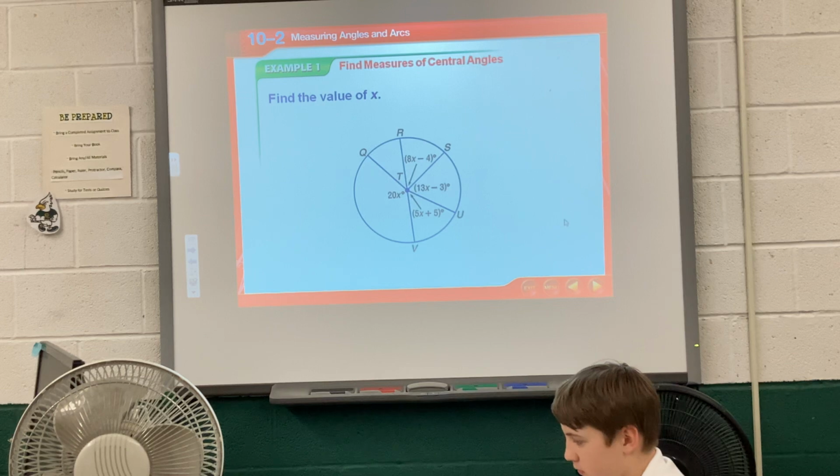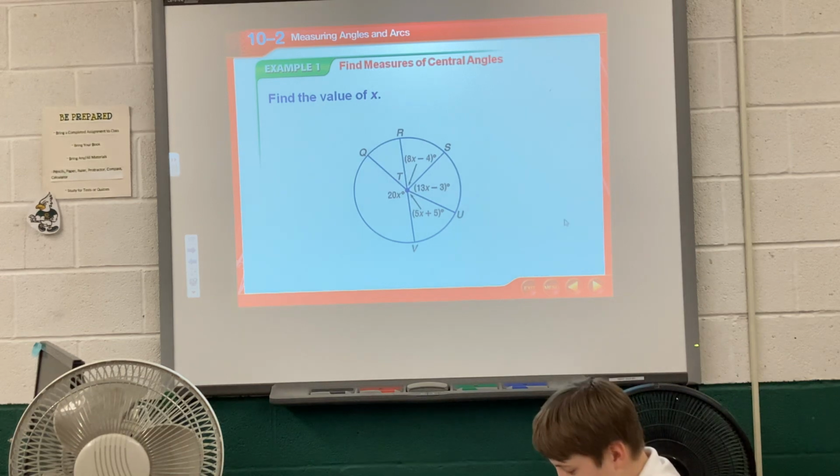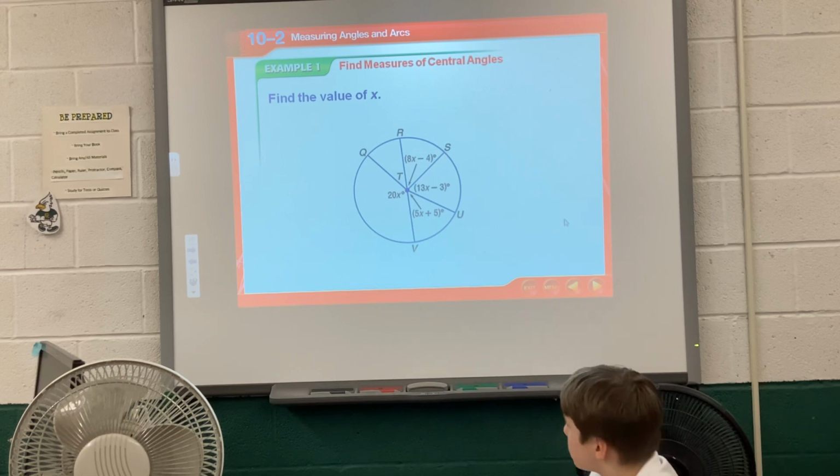Right? Simple math? What are we supposed to use? Put it in for what? Put it in for 13x minus 3. So take 13 times 7 minus 3. 88. That's my answer for SU. For the measure of the arc SU, not the length.